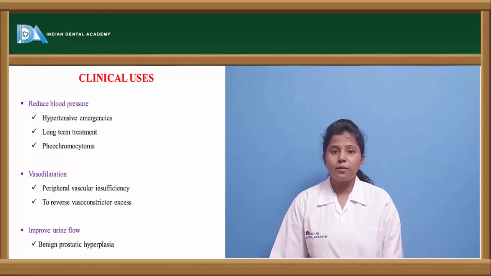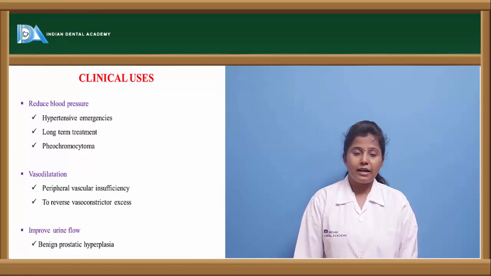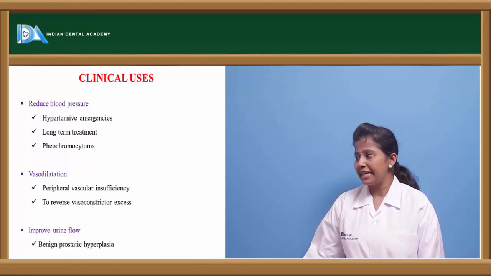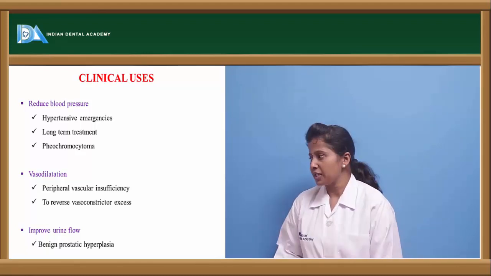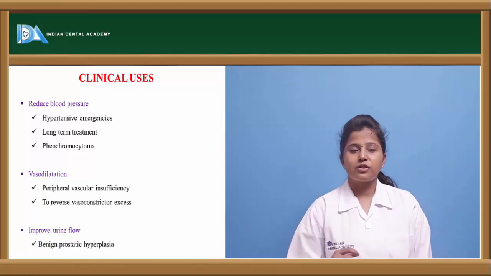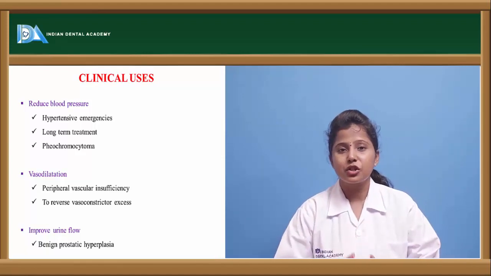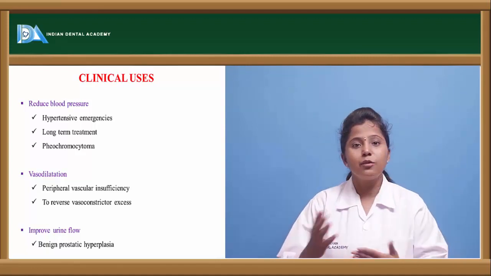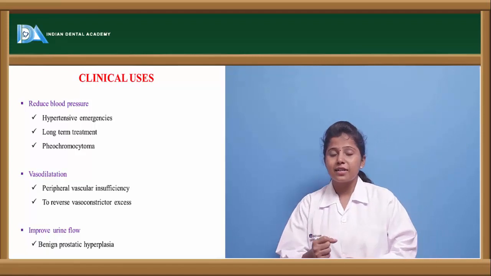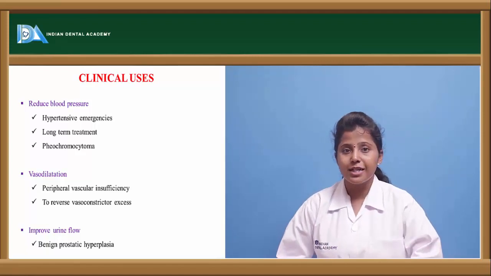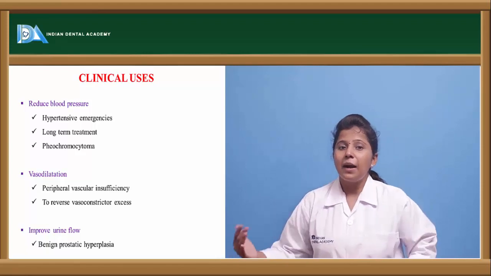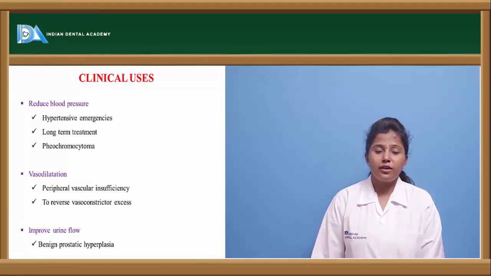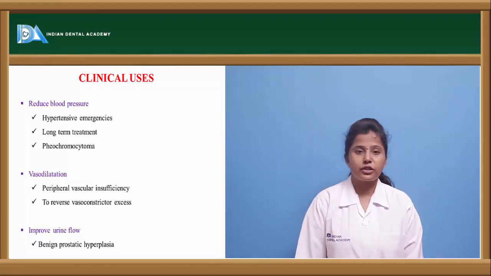In order to reduce the blood pressure in all these conditions, these alpha receptor antagonists are preferred, and they are used in vasodilatation in conditions like peripheral vascular insufficiency, as well as to reverse excessive vasoconstriction, if there is any excessive constriction of the vascular smooth muscle, for example in shock, or else we can say in adverse effects of shock. So in such cases these alpha receptor antagonists are preferred in order to produce vasodilatation, and they even improve urinary flow, for example in a condition like benign prostatic hyperplasia.